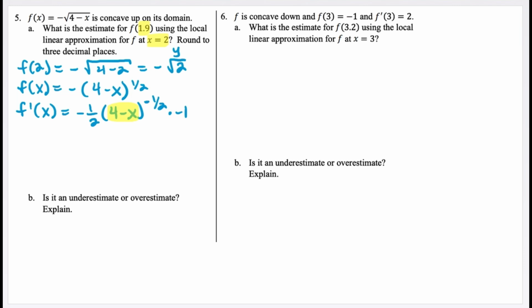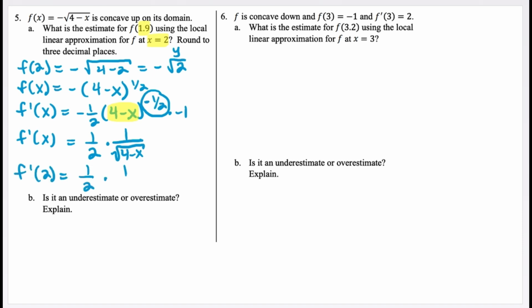Now I'm going to go ahead and evaluate this at 2. I am going to rewrite it just a little bit to help me out. So I have negative 1 times 1/2, which will turn into a positive 1/2. And then I'm going to put that 4 minus x back under the square root on the bottom, because negative 1/2 is my exponent, which means it's on the bottom and underneath the square root. So then f prime of 2 is 1/2 times 1 over the square root of 4 minus 2. So I end up with 1 over 2 square roots of 2. So that's going to be my slope. This is my m.